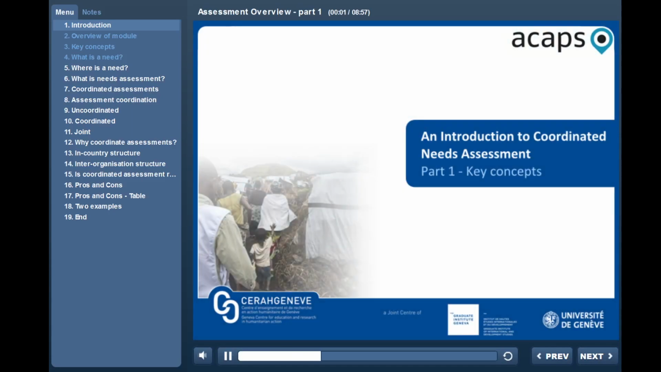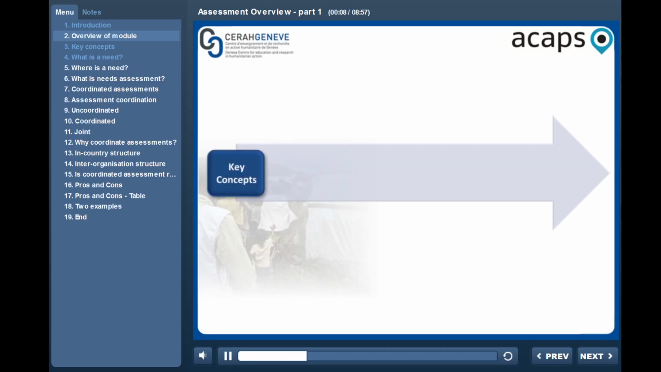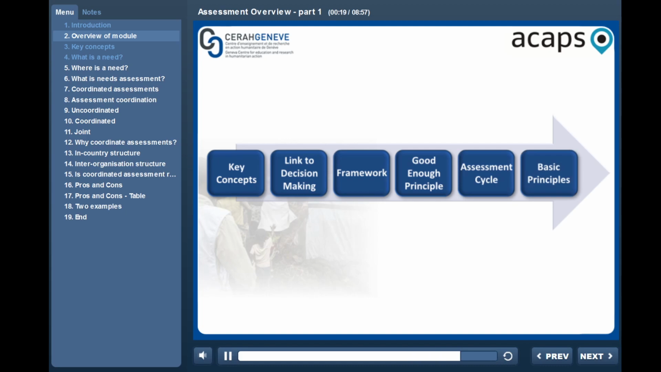Welcome to this introductory course on Coordinated Needs Assessment. In this module we will cover the following elements: key concepts of Coordinated Needs Assessment, linking assessment to decision making, the Needs Assessment Framework, the Good Enough Principle, the assessment cycle, and basic principles for successful humanitarian assessments.